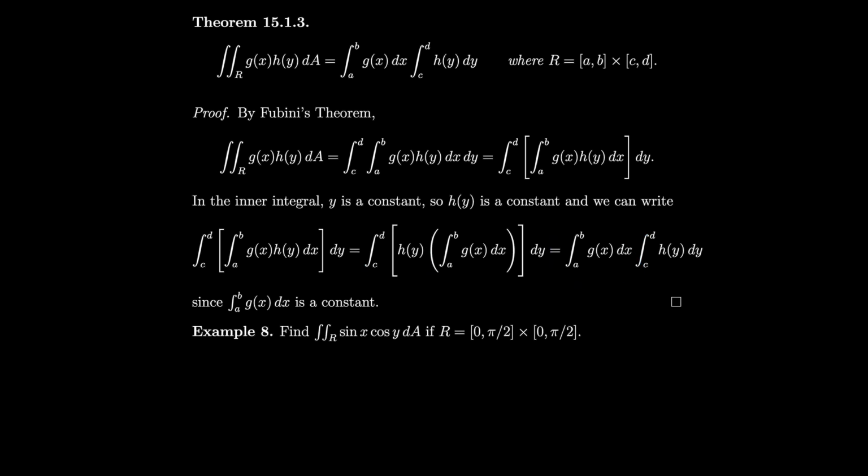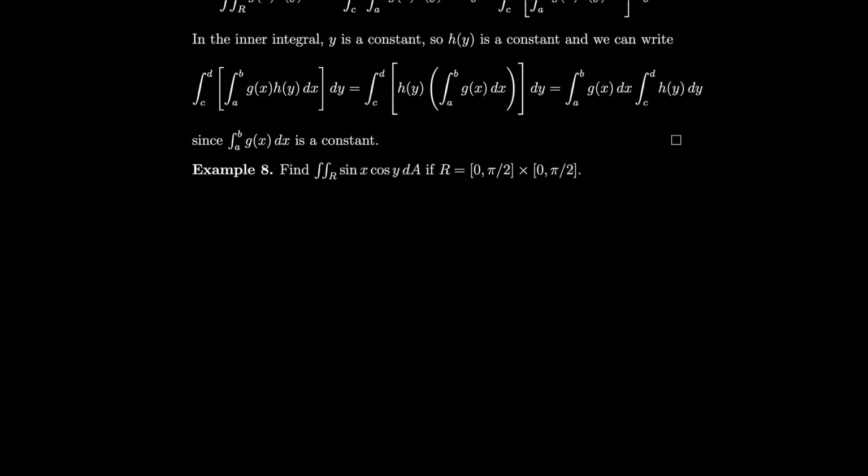So we take advantage of the fact that partial integration means treating functions as constants. Because we can separate the functions into x and y, we can factor out the function with respect to y as constant, and then we can factor out the entire integral with respect to x as constant. So it's kind of cool.